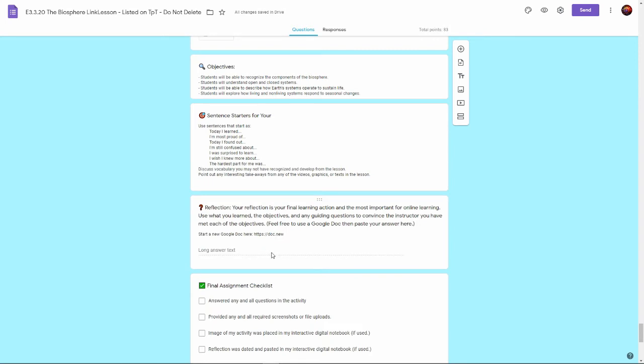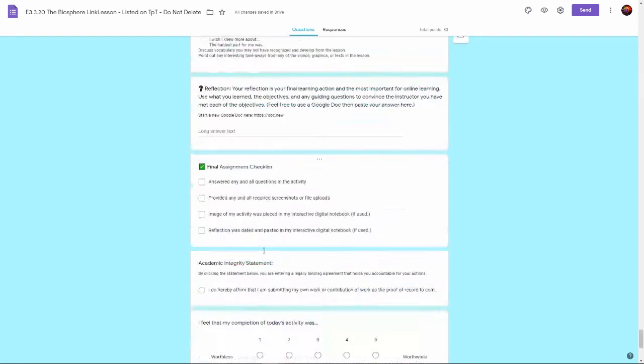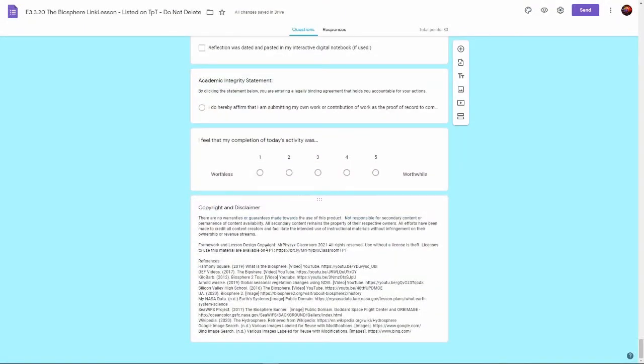The only teacher graded activities are the short answer for the meme, the graph, and then the reflection. Everything else is self-grading.